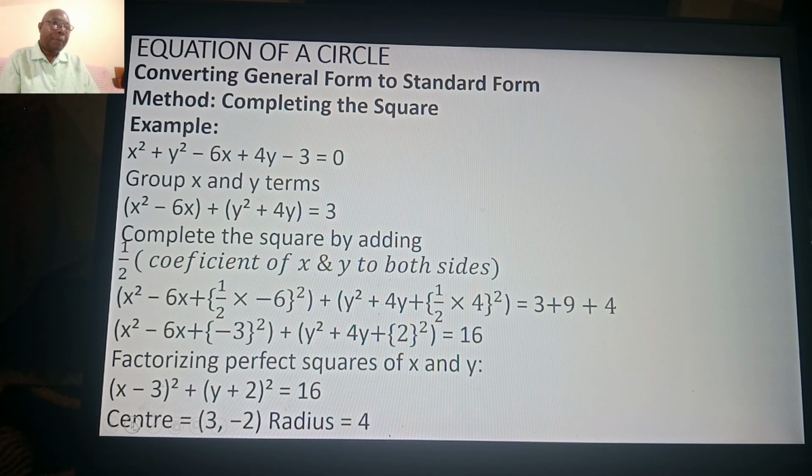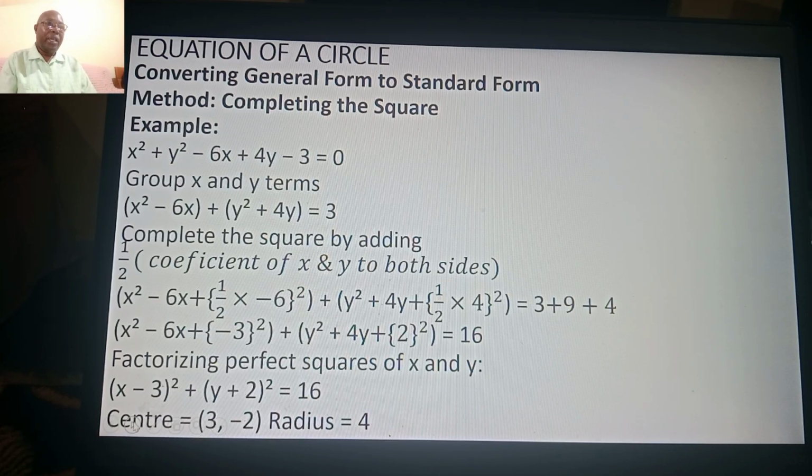Now, let us go further, converting general form to standard form. And the method we are going to use is completing the square. And you can see I have worked on completing the square in my previous videos on quadratic equations.